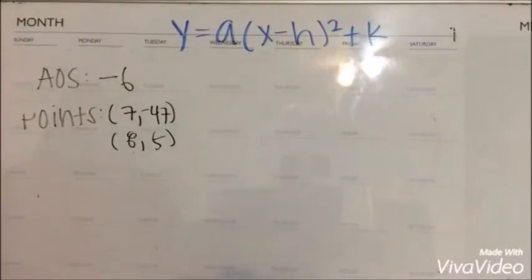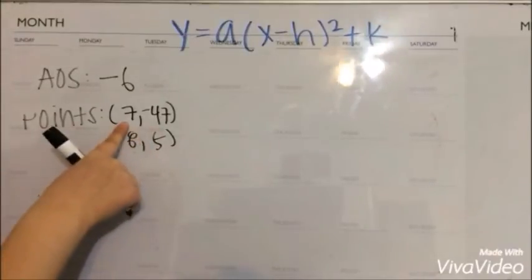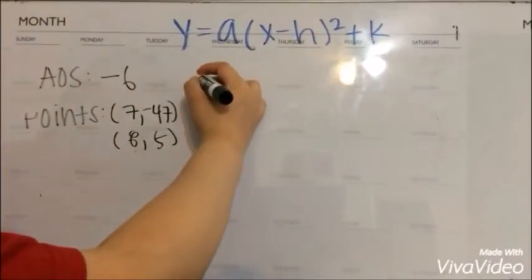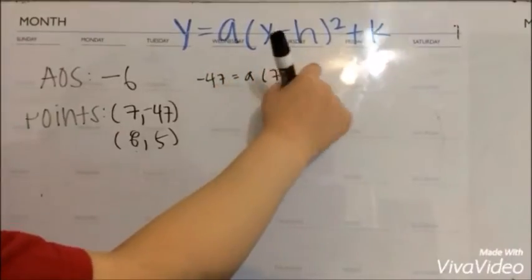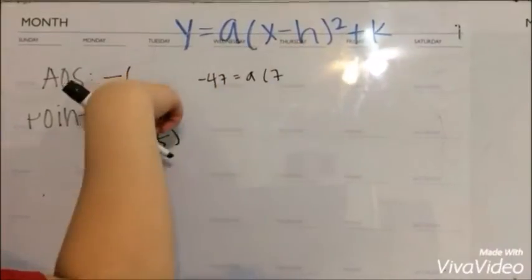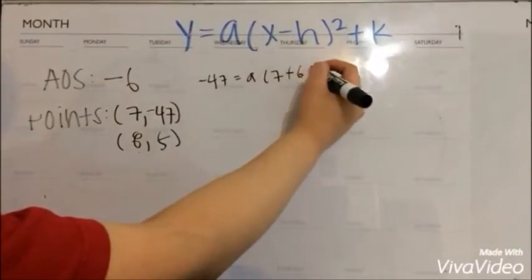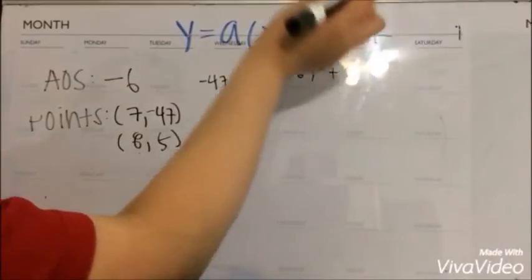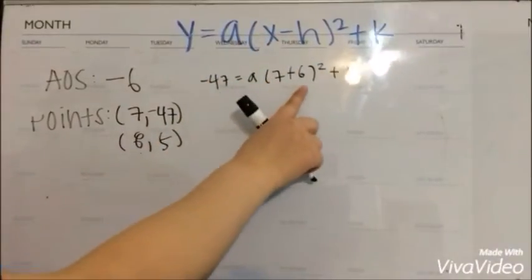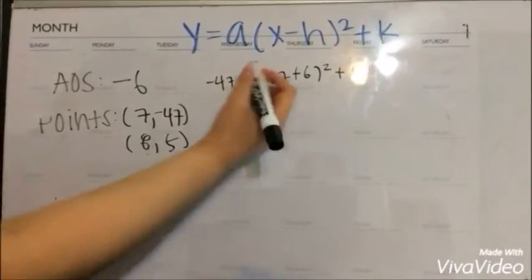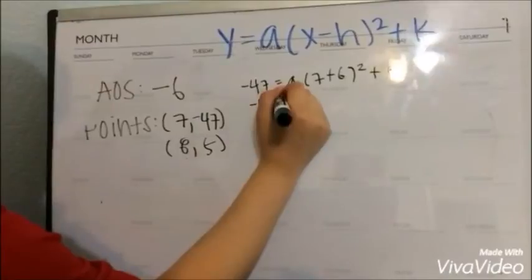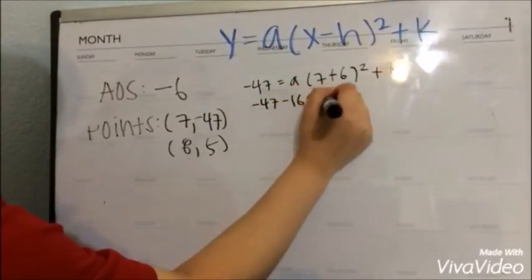Now that we've been through one problem, we're going to go through this second problem a little faster. So our 2 points are (7, -47). So we plug in -47 for y and 7 for x. Since this is a negative minus h and -6, we would do a +6 because a negative minus a negative equals positive. Now 7 plus 6 equals 13, and 13 squared is 169. So it would be 169a. So we put -47 minus 169a equals k.